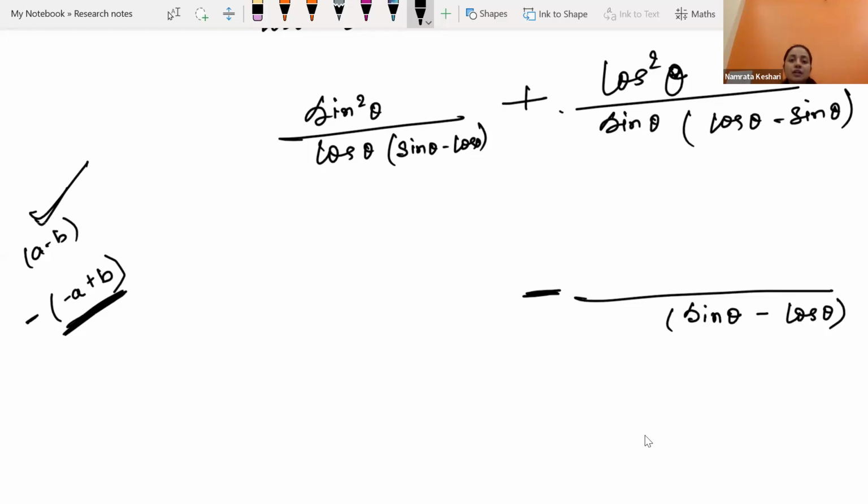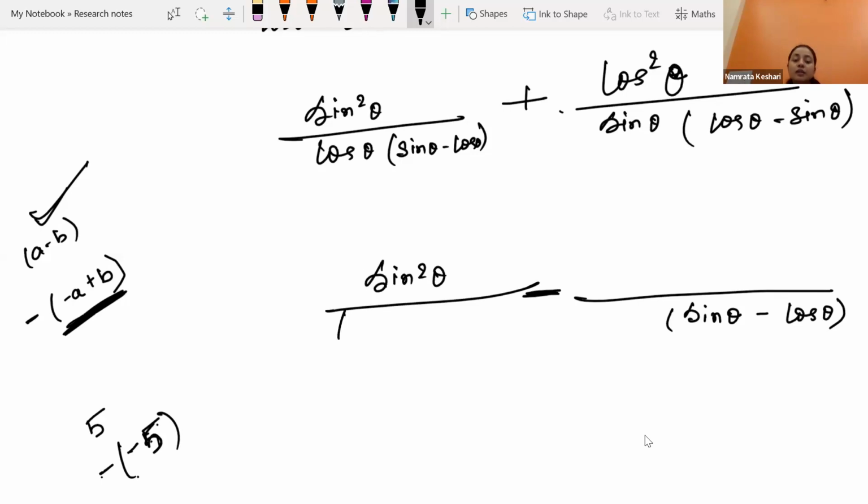We are just doing one arrangement. We are taking out minus common. Arrangement like this: if 5 is a positive number and you have to represent it with a minus sign, one arrangement you can do is write it as minus of minus 5. Have you done any change? No, you have just changed the arrangement. Minus of minus 5 and plus 5 is the same thing. Getting it, everyone? I think you already know, that's why you are not responding.